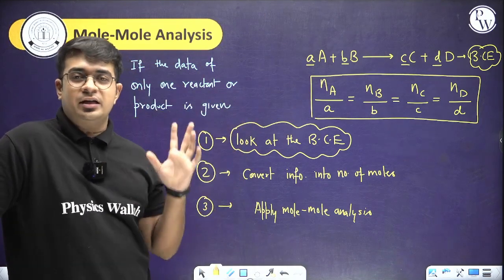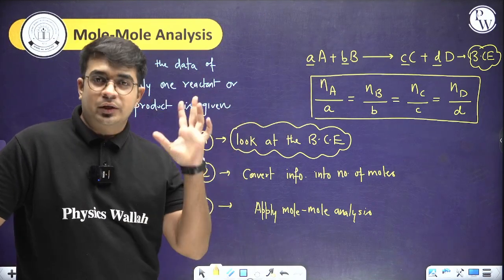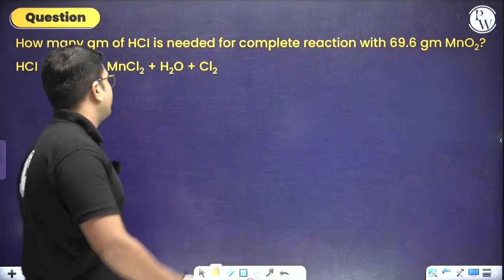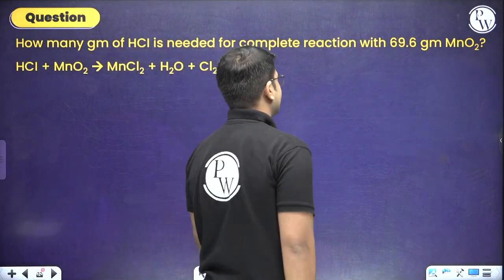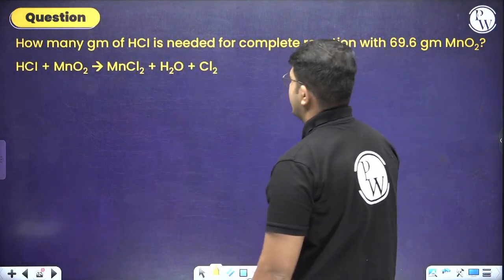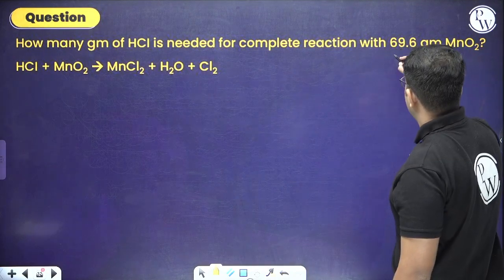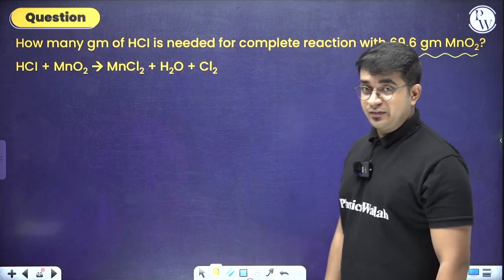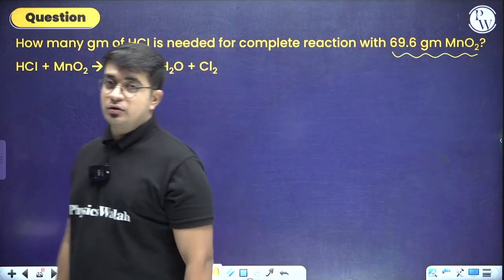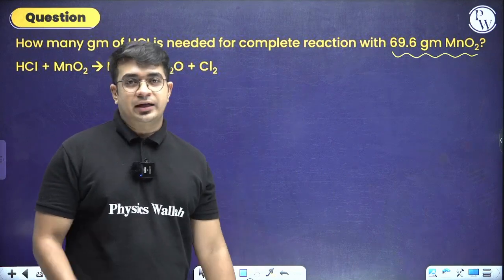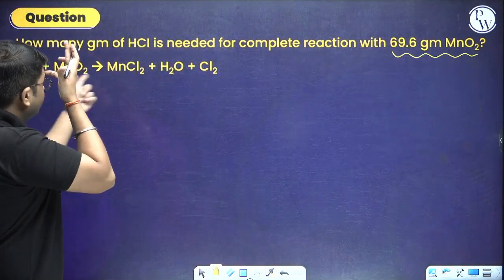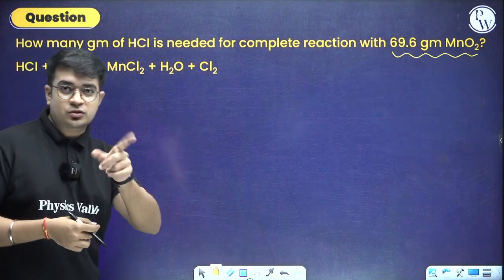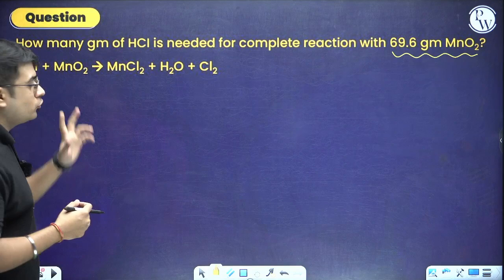Let's try to do the same part with known questions. So let's say we have the first question: how many grams of HCl is needed for complete reaction with 69.6 grams of MnO2? So first of all, the data of only one part is given, and the question is asking about the next part. So we can apply mole analysis. Now in this case, is this the balanced chemical equation? No, this is not the balanced chemical equation. So first of all, we have to balance this equation.